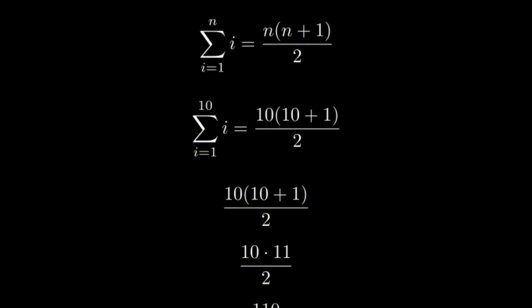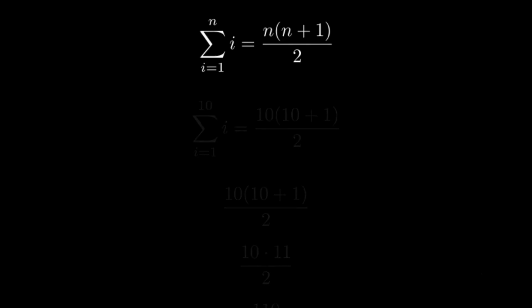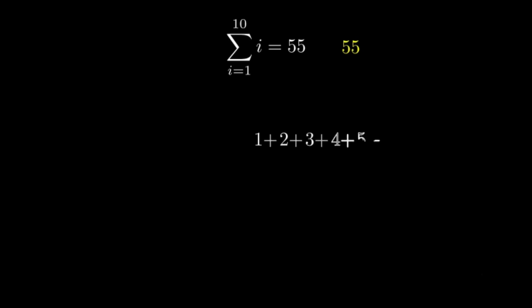But is this actually correct? Let's double check by calculating the sum directly, adding each number from 1 to 10 one by one. We want to verify that the sum from 1 to 10 equals 55, as our formula predicted. Let's write out all the numbers from 1 to 10 that we need to add together. To make this clearer, let's calculate the running total as we add each number. Let's start with some smaller sums.